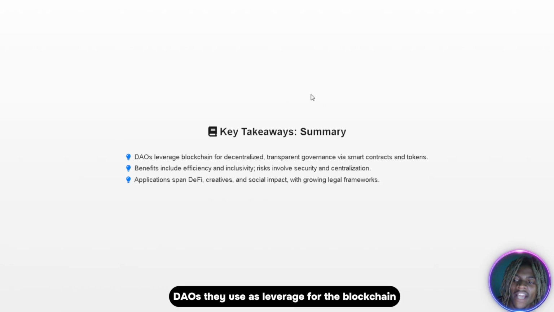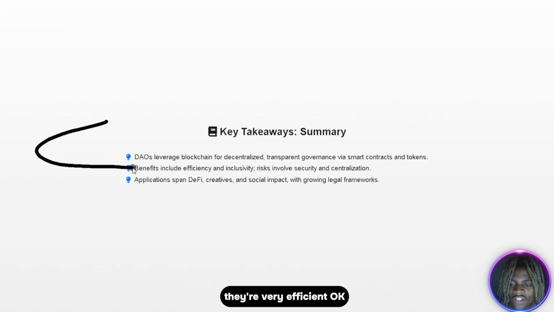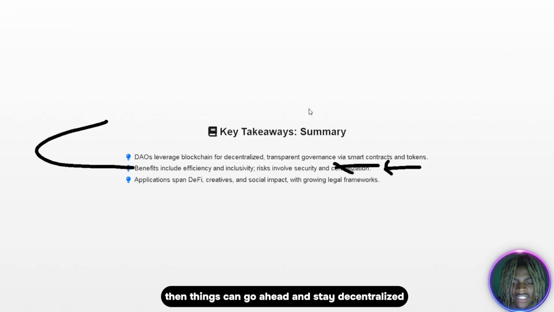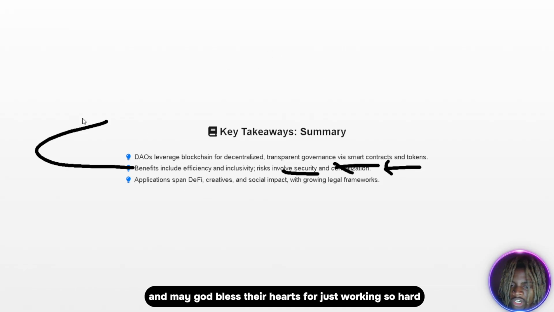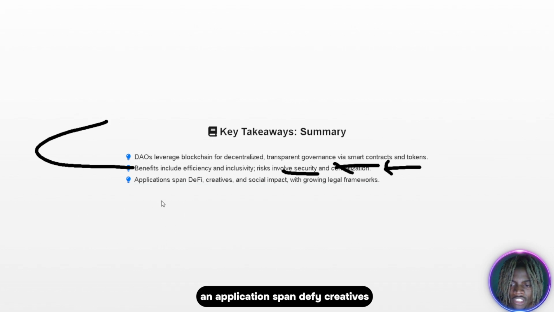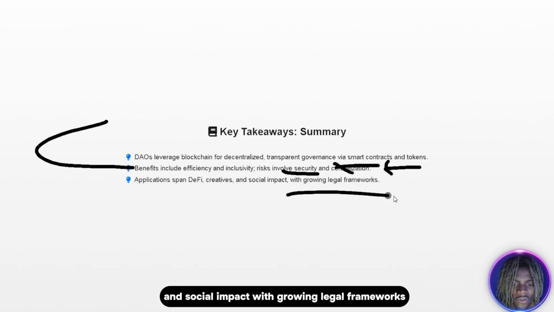Okay. DAOs leverage the blockchain, okay, and they give transparent governance via smart contracts and tokens. Benefits, they're very efficient, okay, they include inclusivity, and risks involve security and centralization, okay. Due to the fact that money's involved, people can get power hungry, but as long as people stay prayed up to God, stay humble, okay, don't get ego driven, then things can stay decentralized. Security is improving over time too, especially as crypto coders improve the security over time. And God bless their hearts for just working so hard and for just letting us have the space to even trade. Applications span DeFi, creatives, and social impact with growing legal frameworks.